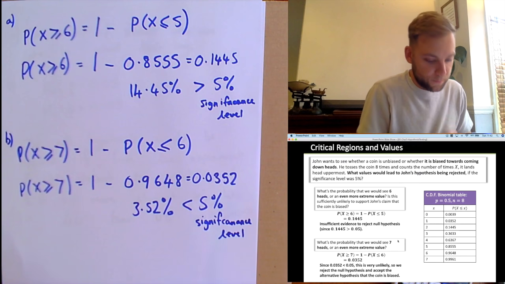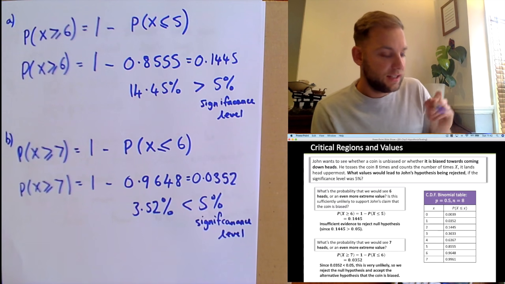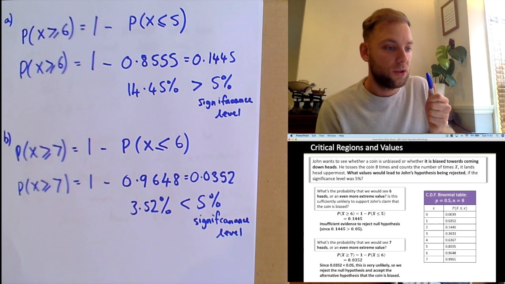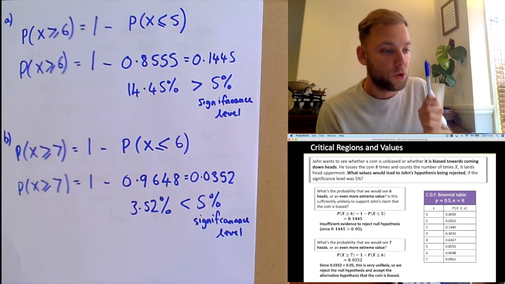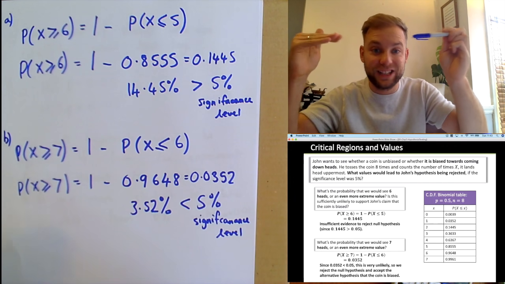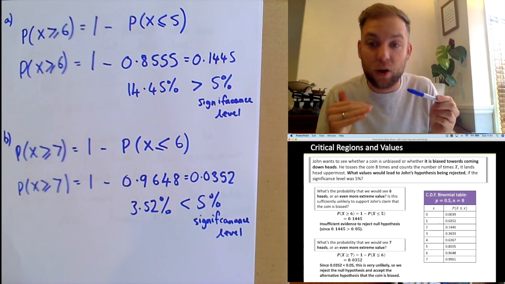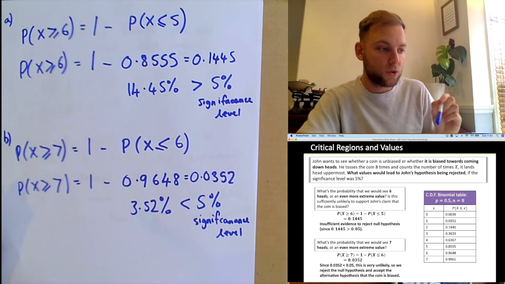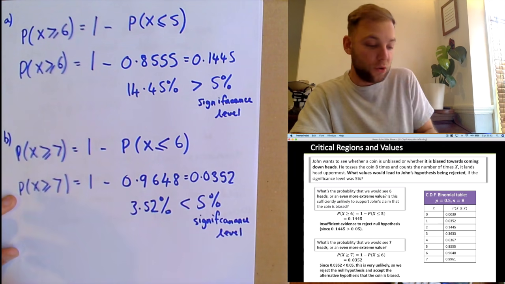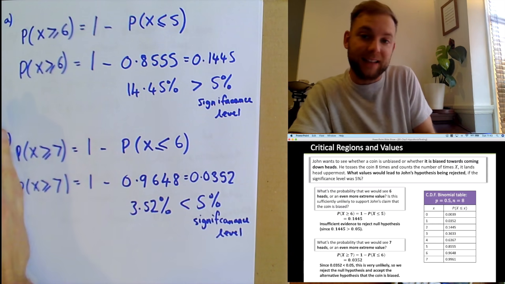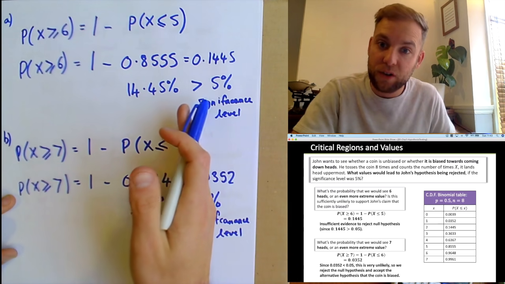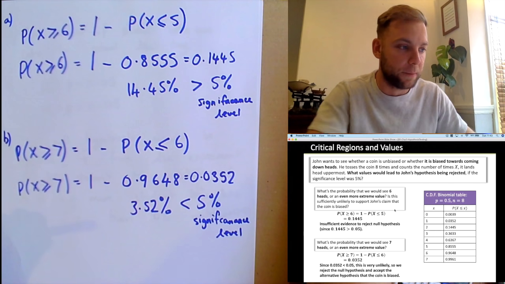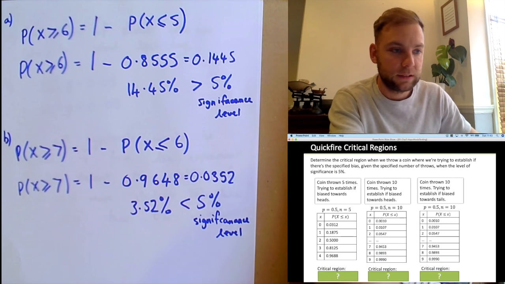So we've just worked that out here. Since this is less than 5%, it is very unlikely. So we reject the null hypothesis. We're rejecting H0, and we're saying that we accept the alternate hypothesis that the coin is biased. Okay. So these are our critical regions. So what we're saying here is that if you were to do the experiment and you flick a coin 8 times, if I was to get 7 heads, then I'm saying that the coin is biased.